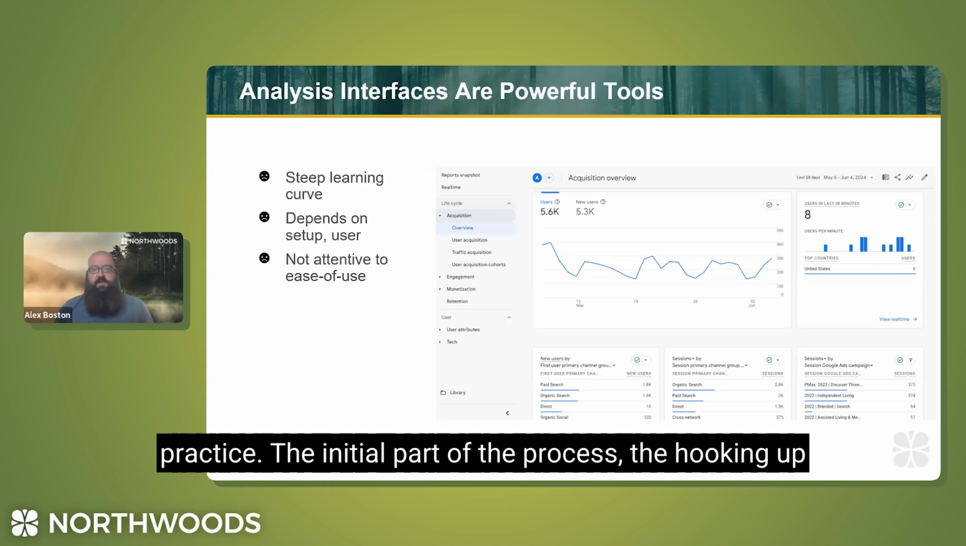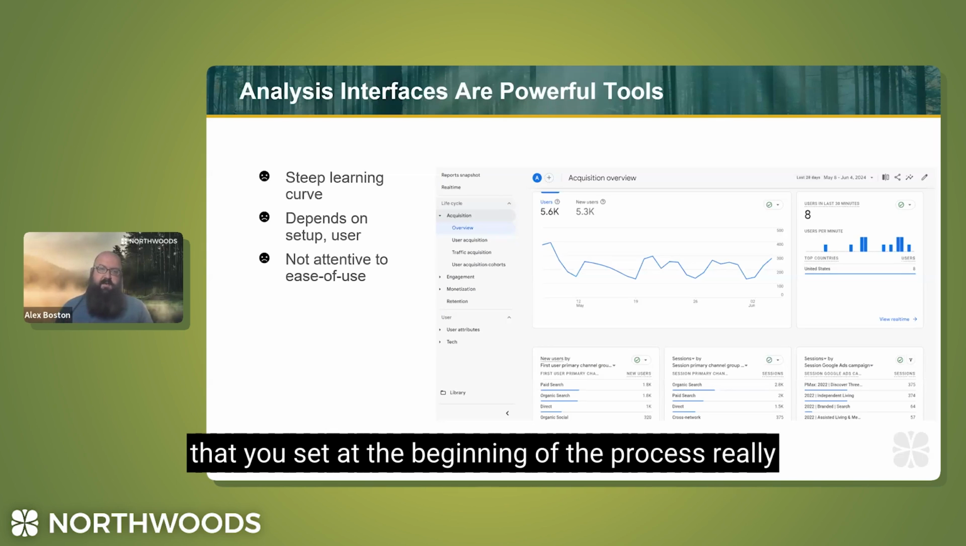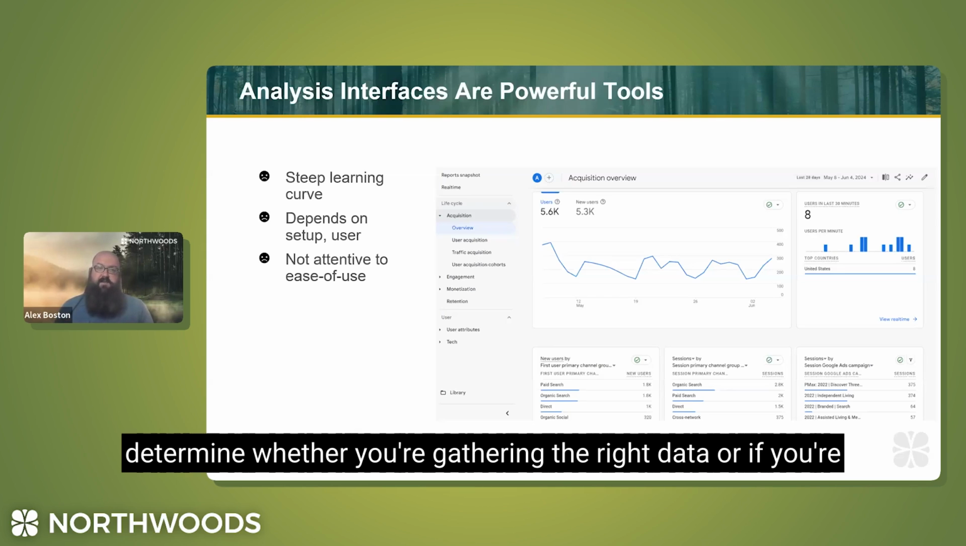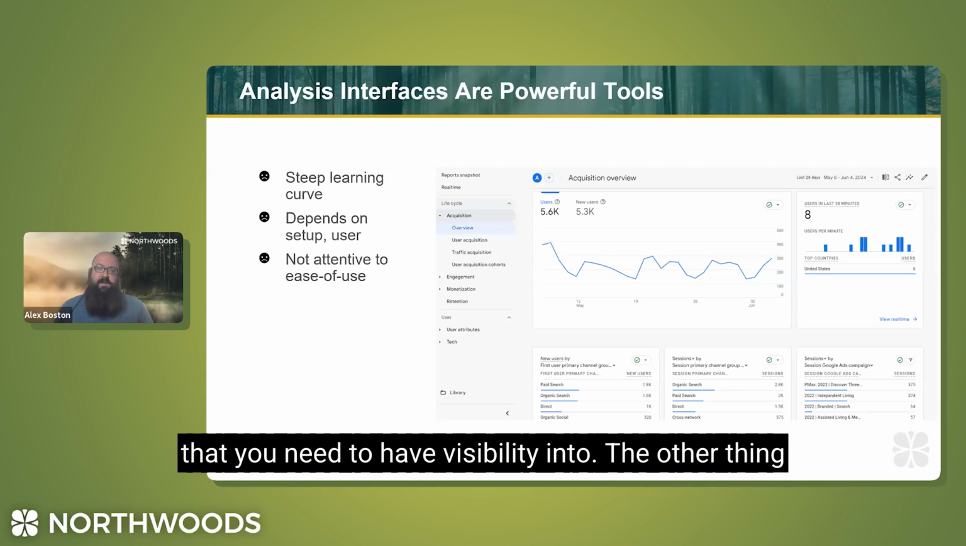The initial part of the process, the hooking up of the actual tool, is also vital. Those various settings that you set at the beginning really determine whether you're gathering the right data or if you're just straight up missing the important parts of your site that you need to have visibility into.